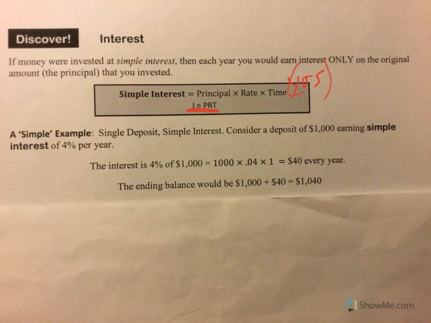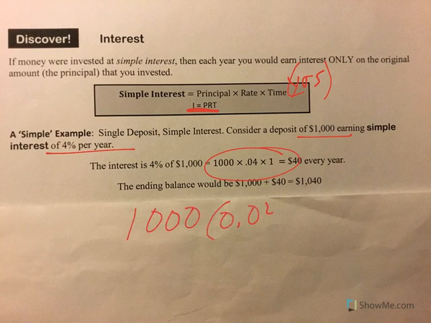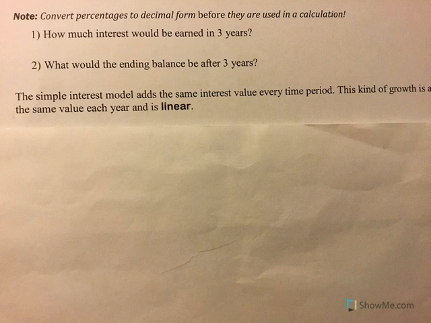If you look at this particular example, you have $1,000 at simple interest, 4% a year. So if we're talking about just 1 year, I take the amount I start with, change my percent to a decimal, and multiply by the number of years, and $40 a year is how much you would make in interest. And that's it. So let's do some examples.